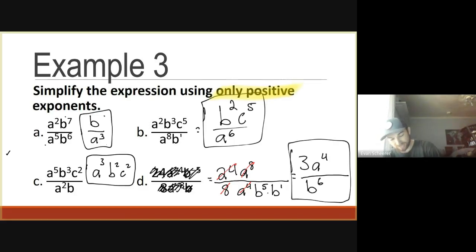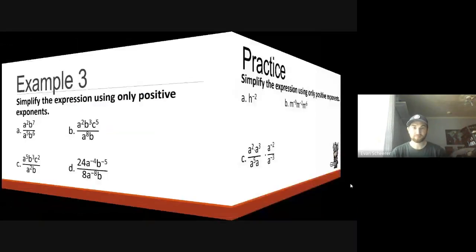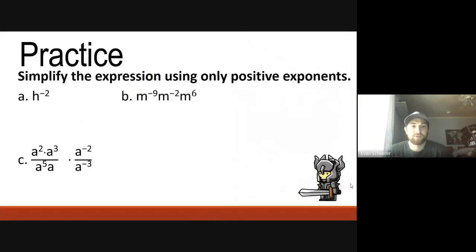So this is your answer, guys. 3a to the fourth over b to the sixth. I think that's a better way. You always want to change the problem, manipulate the problem so that there are no negatives anymore. Once you're only stuck with positive exponents, then you can start simplifying. Hopefully that made sense. If not, we're going to do a couple more examples real quick, and then we'll be done. All right, I'm pretty sure this is the last example.